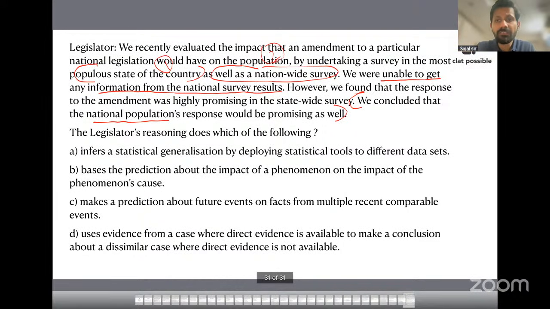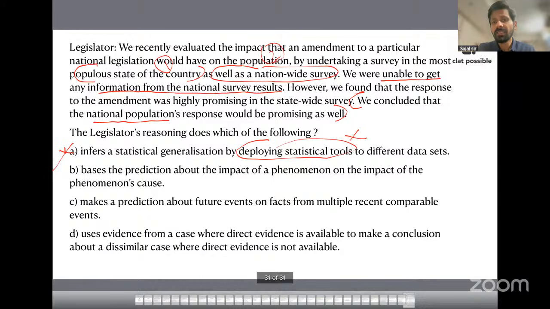A says: infers a statistical generalization by deploying statistical tools to different data sets. Many people mark this as the option. If you look at it, he does not deploy any statistical tool because that survey did not provide any information. He did not get any information from the nationwide survey. He just overgeneralized it from the state survey, right? So he's not deploying any statistical tool. He's just overgeneralizing, right? So A is out.